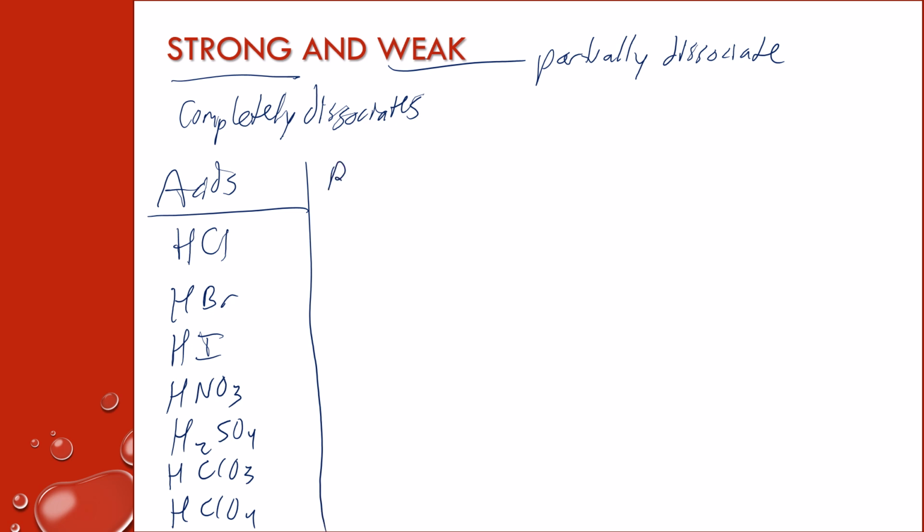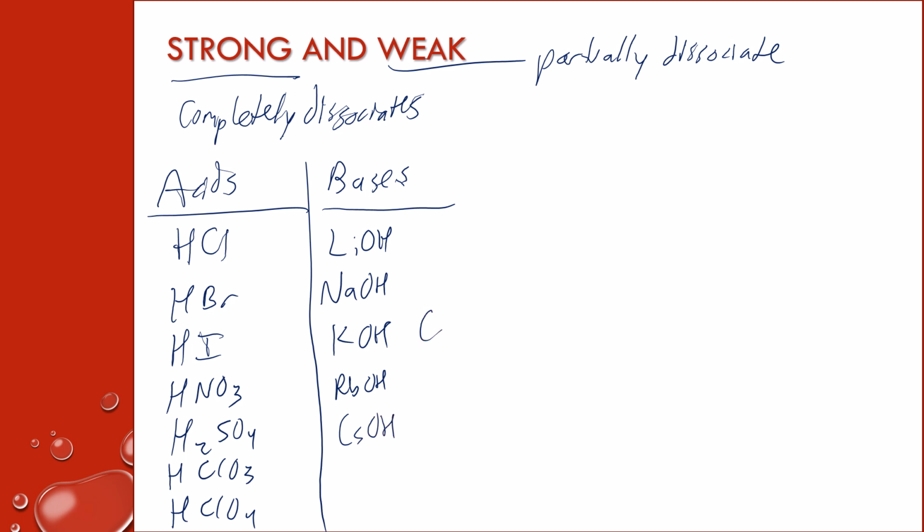And then there are 8 strong bases. Again, different people include different things on this list, but this is what I was taught. So lithium hydroxide, sodium hydroxide, potassium hydroxide, rubidium hydroxide, and cesium hydroxide. And then calcium hydroxide, strontium hydroxide, and barium hydroxide. And I draw it like this because this is how they're located on the periodic table. So those are the 8 strong bases. And if it's not on this list of strong bases, it must be weak.